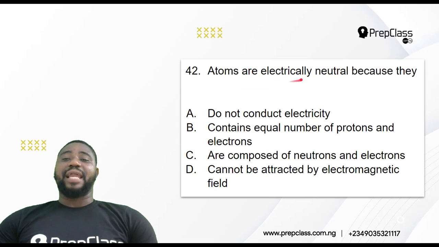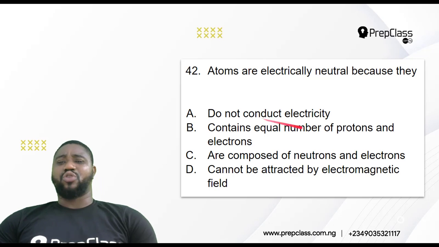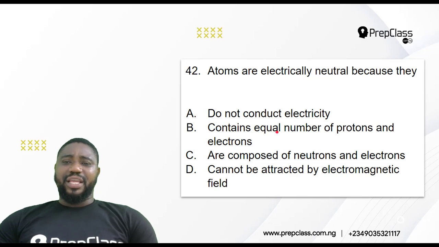42. Atoms are electrically neutral because they. Why are they neutral? Is it that they do not conduct electricity? Is it that they contain equal number of protons and electrons? Is it that they are composed of neutrons and electrons? Is it that they cannot be attracted by electromagnetic field?